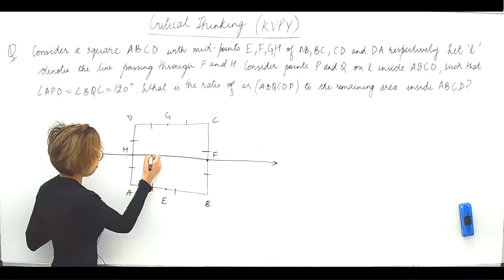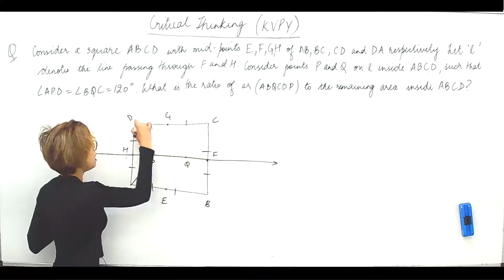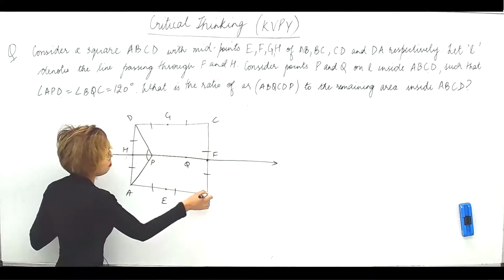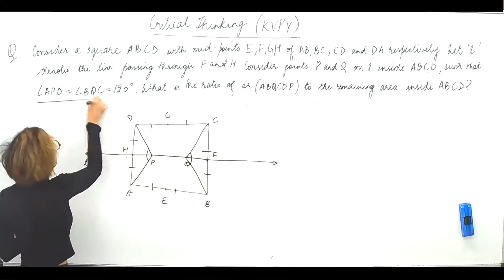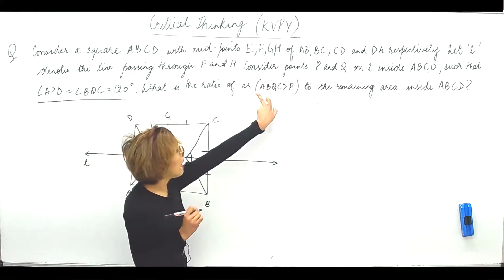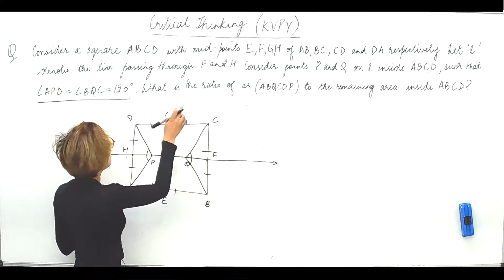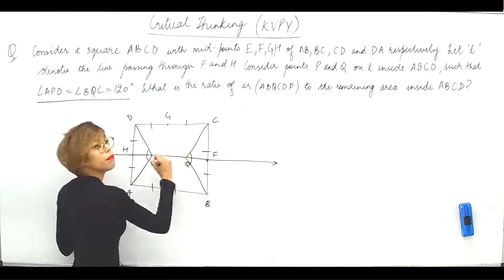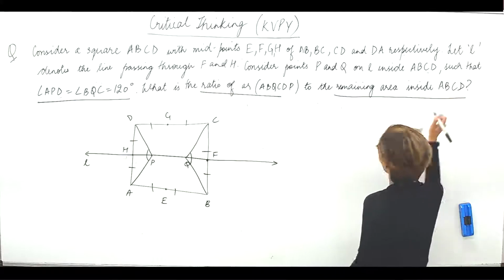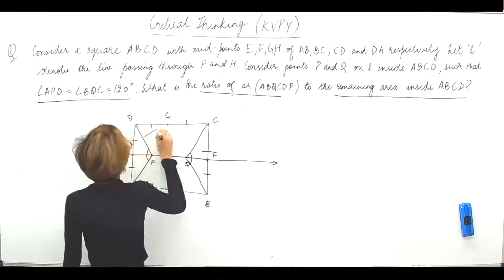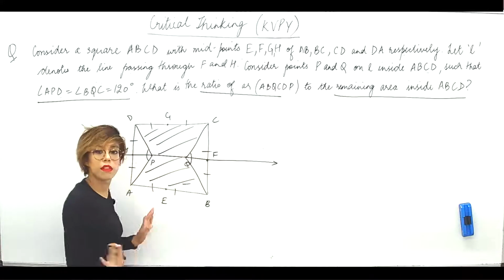So let me take P over here and Q over here. So angle APD is 120 and BQC is 120. Right. What is the ratio of the area ABQCDP? So basically this area, right? What is the ratio of the area to the remaining area inside ABCD? Right. So the ratio of this area to the remaining area, which would be what? This triangle and this triangle, right?